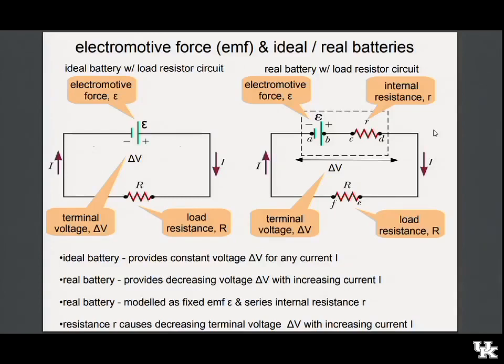And so that's the introduction to the concept of an ideal battery that always supplies the same voltage, no matter the current you draw, and a real, realistic battery, that provides less voltage the more current that you draw from it.